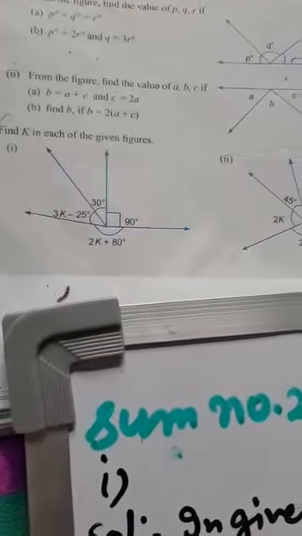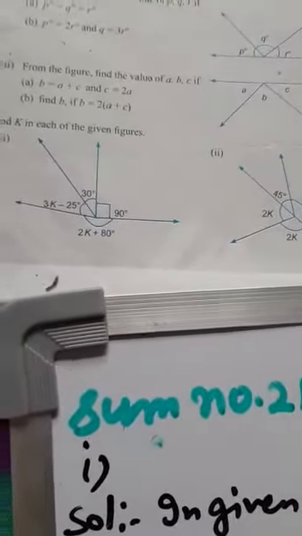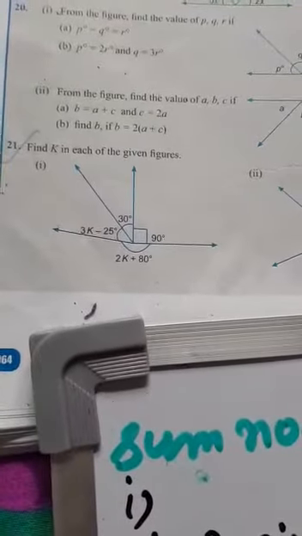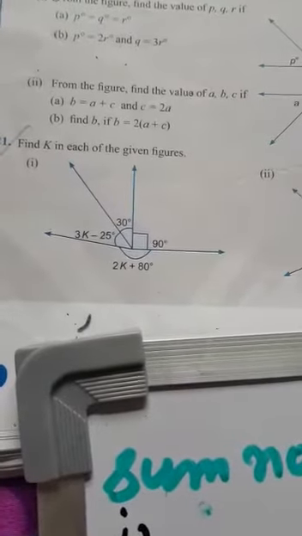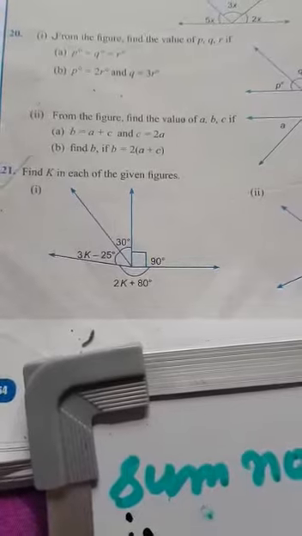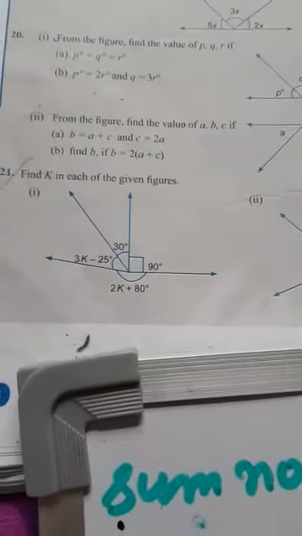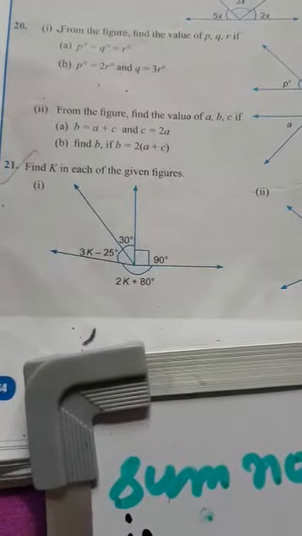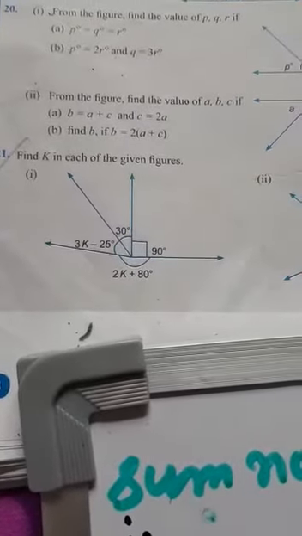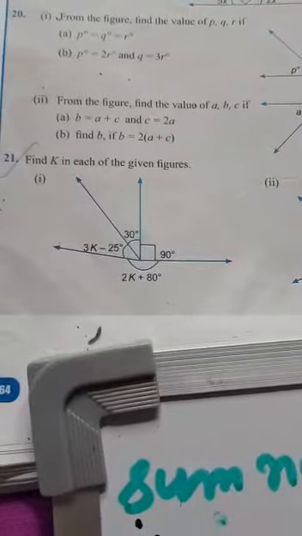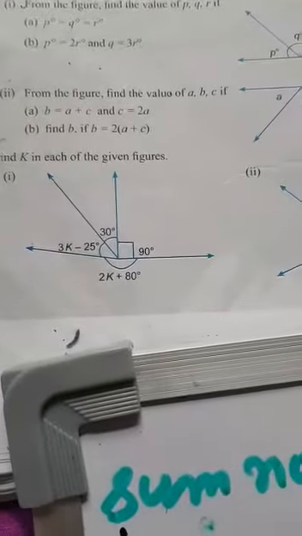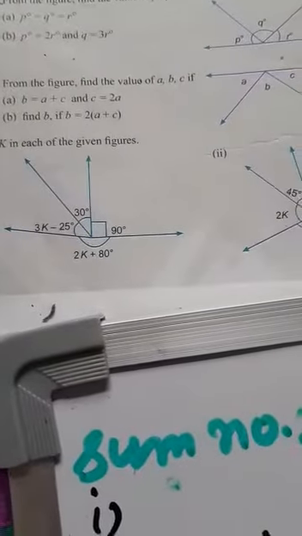Hello students, in today's video I'm going to do sum number 21 of exercise 13.2. Till now we have done sums 1 to 20 in our online class, and I have sent the PDF also. So 21 onwards we will start today. First you have to find the value of k. You can see the statement: find the value of k in the given figures. So two figures are there.